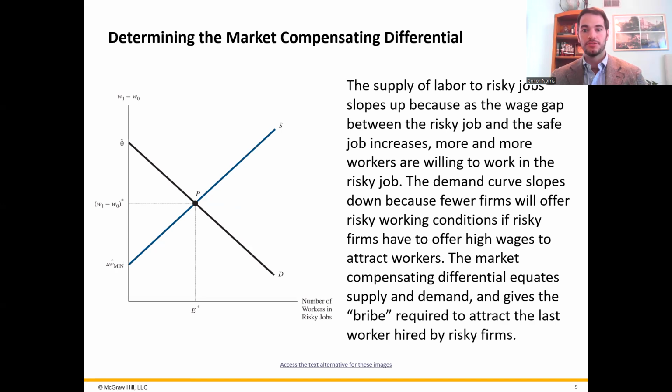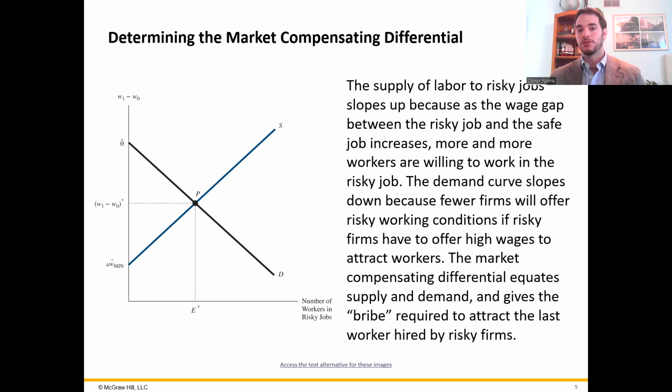Before, the y-axis for the supply and demand model was the wage. But notice here, it's not the wage. It's the W1 minus W0. It is the compensating differential for those jobs. So it's the difference between what you would get paid in the safe job versus what you would have to get paid for the risky job. So it's just a little bit different, although the way we work with it is going to be the same.